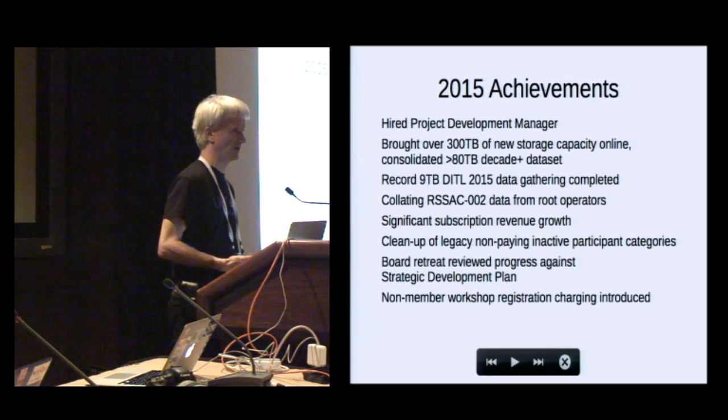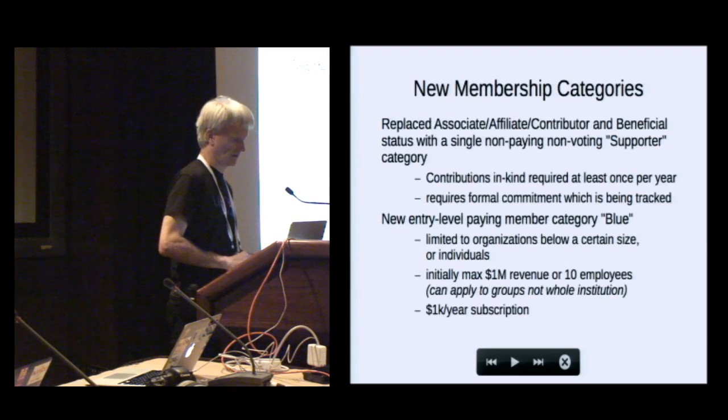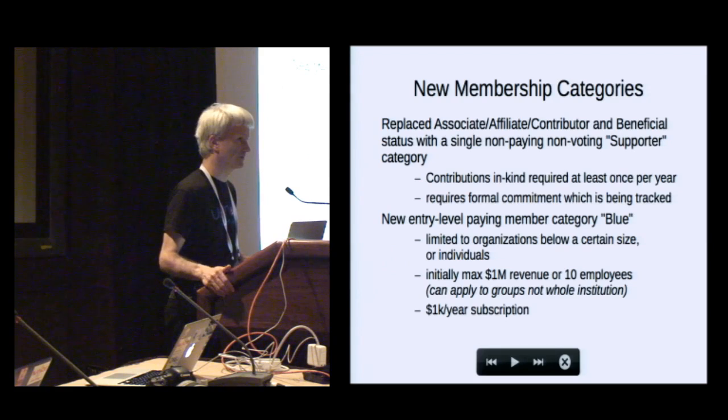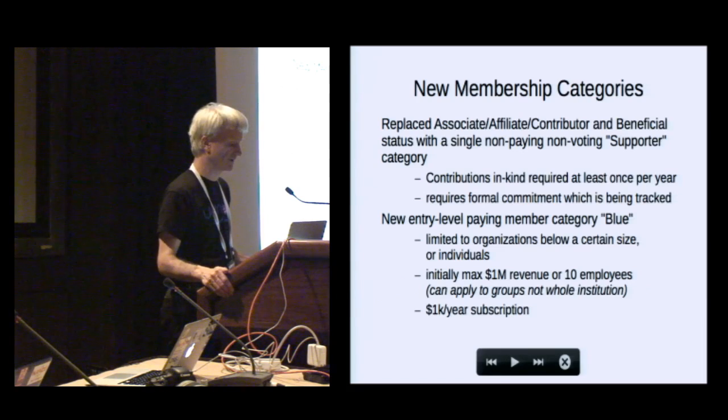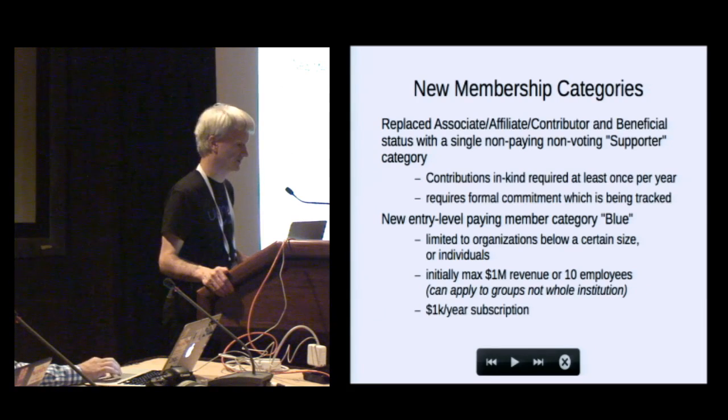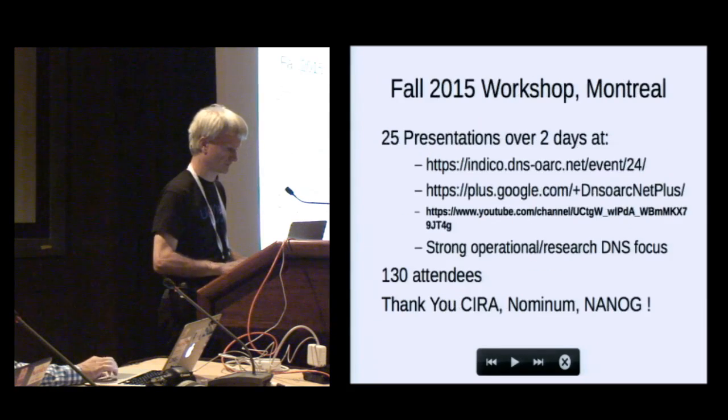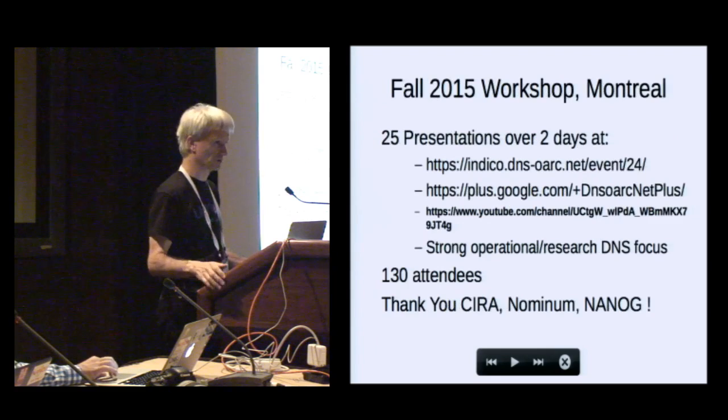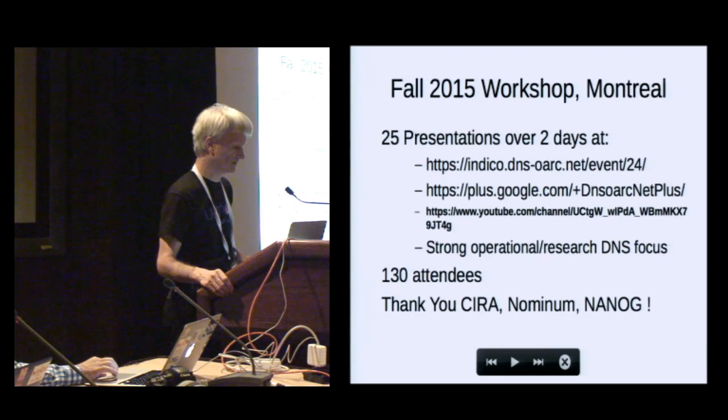This is a benefit that you have if you're a member, is to send free delegates to the workshop. If you've been thinking about OARC membership in the past but thought that's too expensive, we have a couple of new membership categories. If you're doing things that contribute to research and understanding of the DNS, then maybe you're an academic, you might want to consider a supporter membership. And we've also got a new entry member category, which is only $1,000 a year, but it's limited to individuals or small organizations.